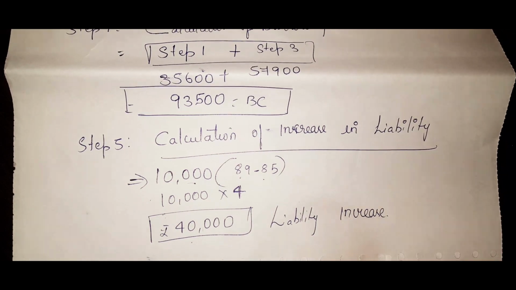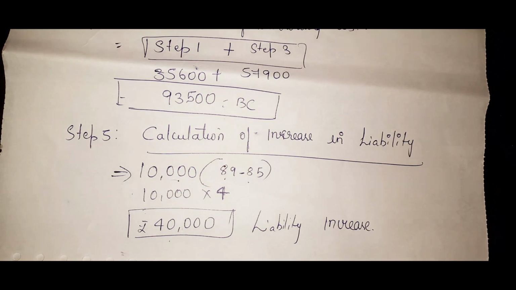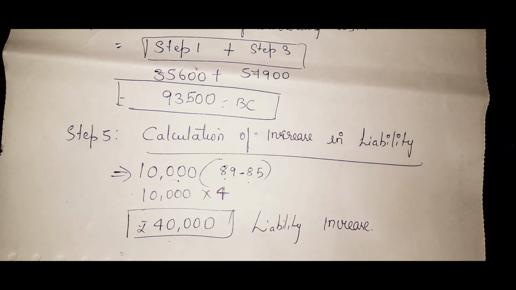This is 40,000. So this is about the type 3 problems. Hope you have understood about the type 3 problem.